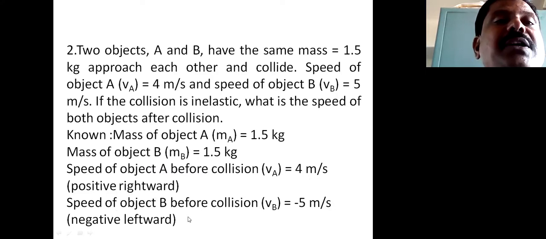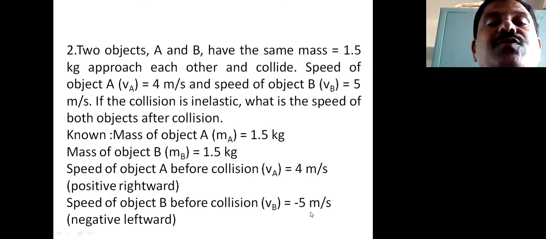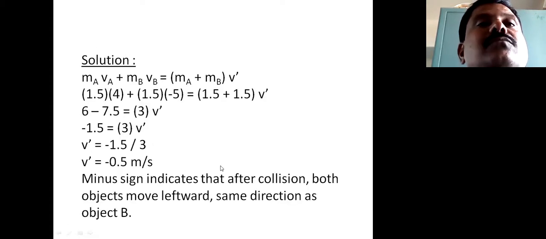The speed of object B before collision, V of B, equals what? Minus 5. It is moving in what direction? So here the speed of object B is 5 meters per second. After the collision, what is the speed of both objects? Okay.